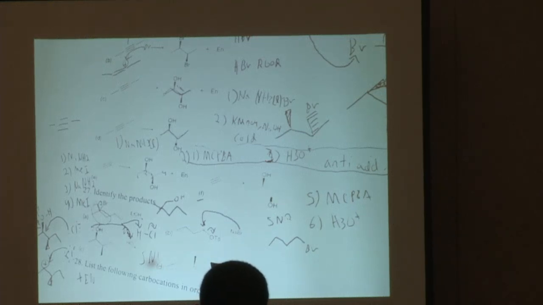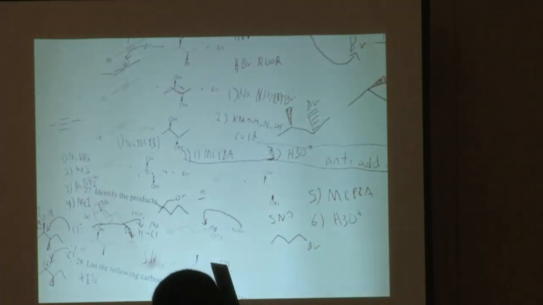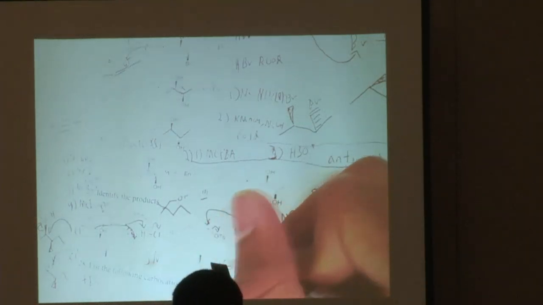D, NaCN, DMSO. So we see it's on a secondary, which means we have to look at what else we have. Secondary could be SN1 or SN2. And we know this is a strong nucleophile. So that pretty much usually tells us that we have an SN2. But the solvent also tells us DMSO is aprotic. That's also SN2.